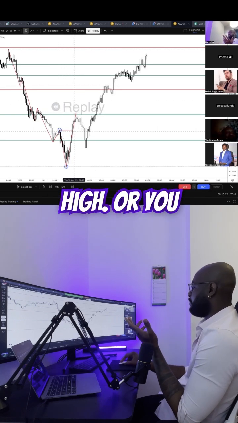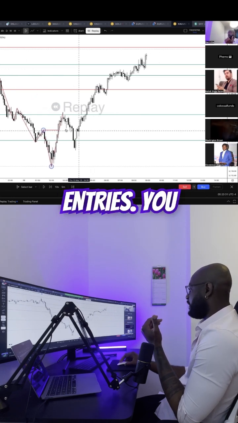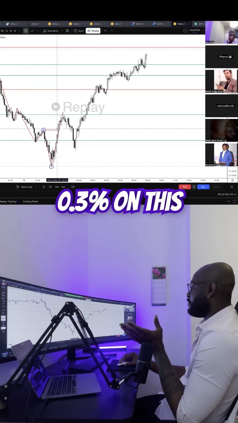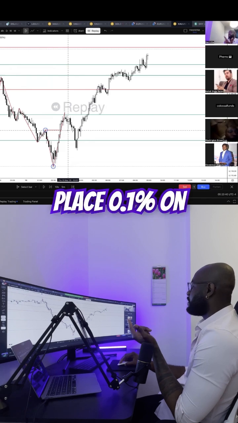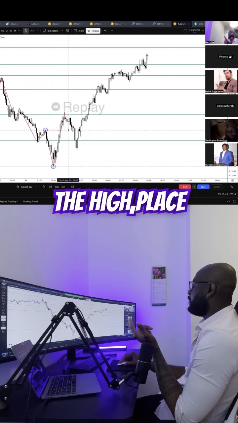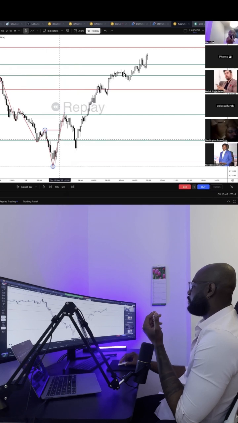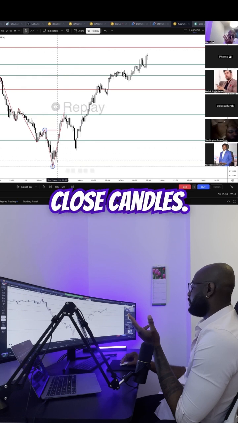You can use the last down close candle. You can use the high. Or you can even have multiple entries. Let's say, for example, you want to risk 0.3% on this trade. Your first entry, you use the high. Place 0.1% on the high, 0.1% on the fair value gap, and another 0.1% at the last down close candle.